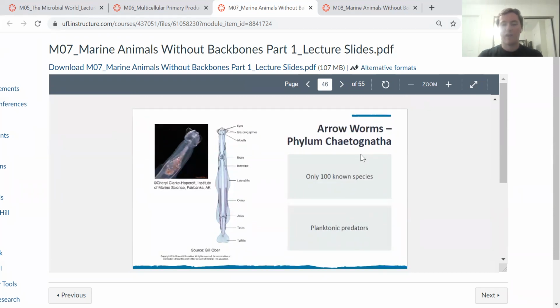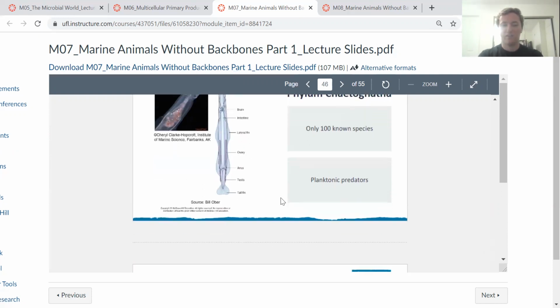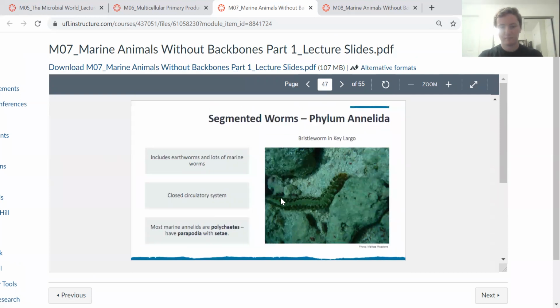The arrowworms or Chaetognatha are a smaller planktonic predator species that look like an arrow, like you can see here. Bilateral symmetry is very, very easy to see in this diagram, which is why I very much like it. You can draw a line almost right down the middle of it, and you can see that it's symmetrical on both sides. So it's really interesting. Again, there's only 100 known species, so there's not a ton of them, but we are discovering new species every day. So it is exciting.